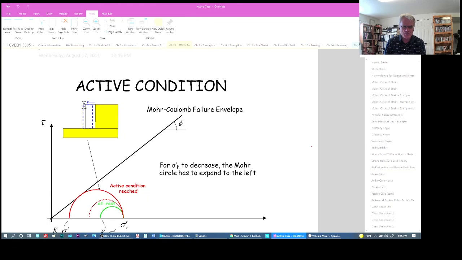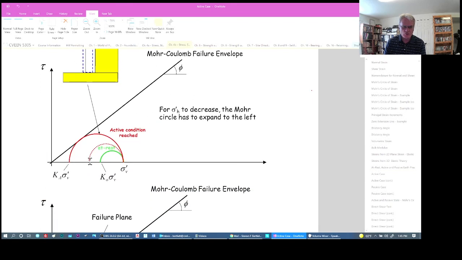But as this wall begins to move, we're relieving this horizontal stress, and so this circle is getting larger in this direction until we reach a failure state where it touches this envelope. So this would be the state of stress at failure. So we've replaced the K naught, which represents before failure, with Ka, the value which is at failure. So this is a Mohr circle diagram where we reach the active state by failure, by relieving the horizontal stresses.